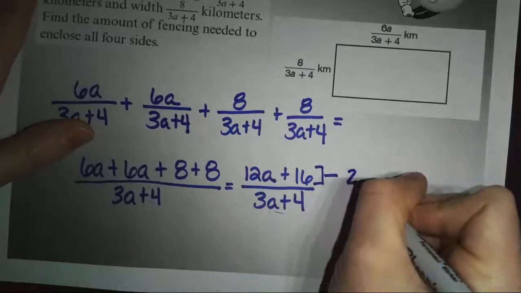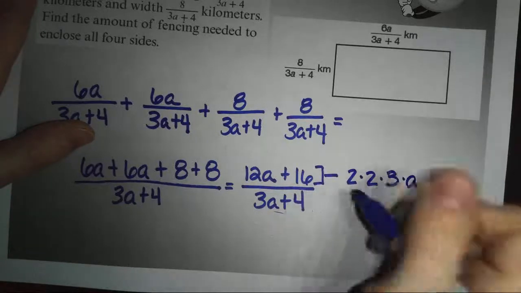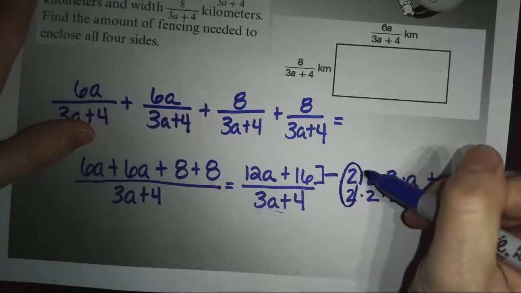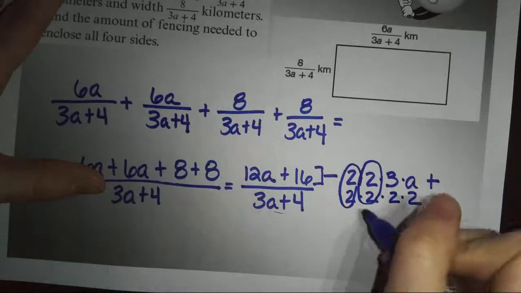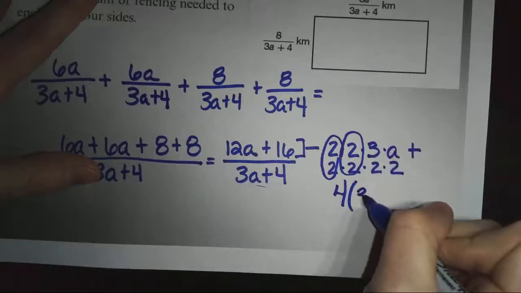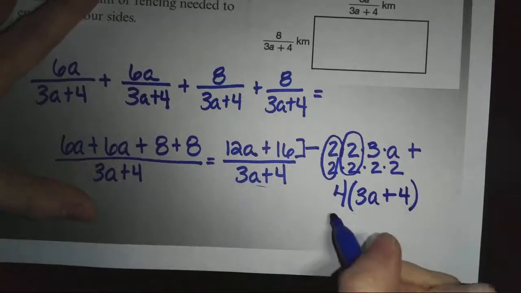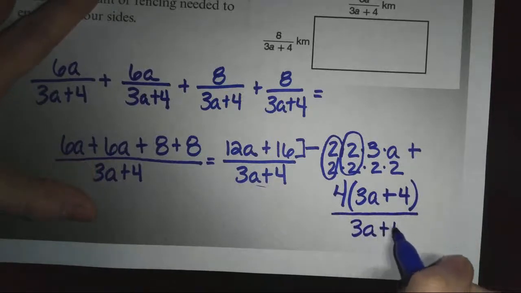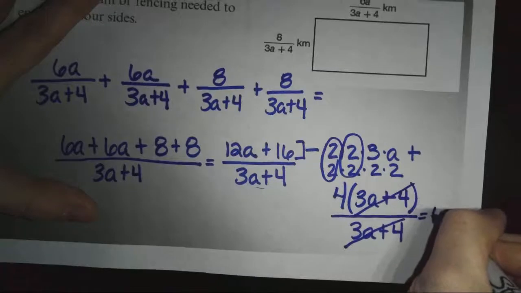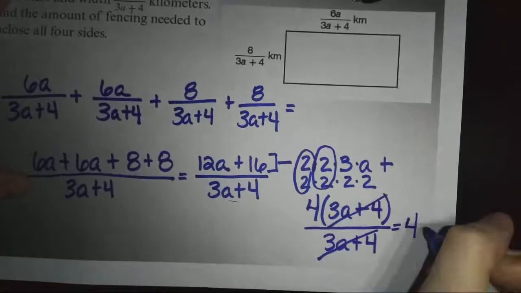My factors of 12 are 2 times 2 times 3, and then I've got an a, plus my factors of 16 are 2 times 2 times 2 times 2. Right here, I have a 2 times 2 in common, so my greatest common factor is 4. And then what I'm left with is 3a plus 2 times 2, which is 4. So there's my numerator, and it's all over 3a plus 4. Here, my 3a plus 4 and my 3a plus 4 cancel, and I'm just left with 4. So the amount of fencing needed to enclose all 4 sides would be 4 kilometers.